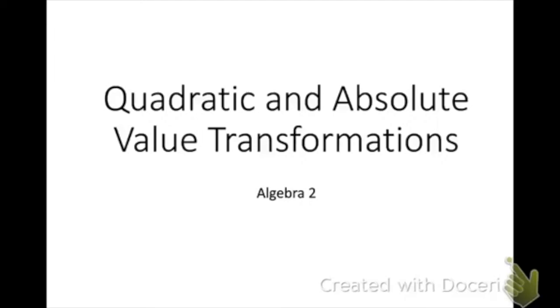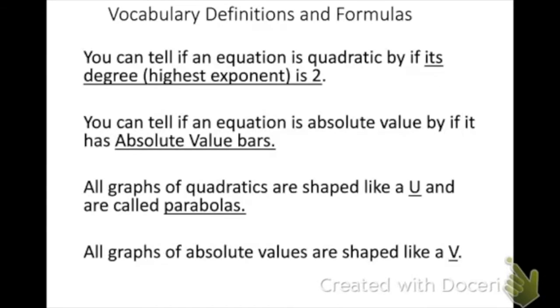Quadratic and absolute value transformations. All right, you're able to tell if an equation is quadratic by if its degree is 2. Recall that the degree of a function is just whatever the highest exponent is. You can tell if an equation is an absolute value by if it has the absolute value bars. Remember, those are just 2 vertical bars.